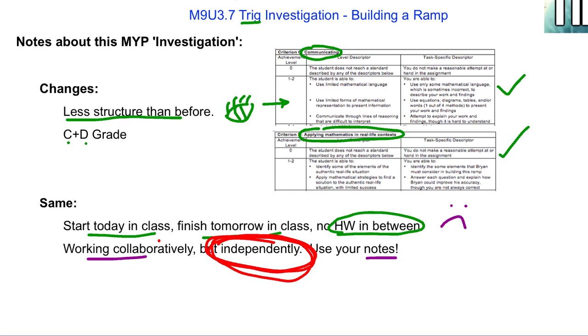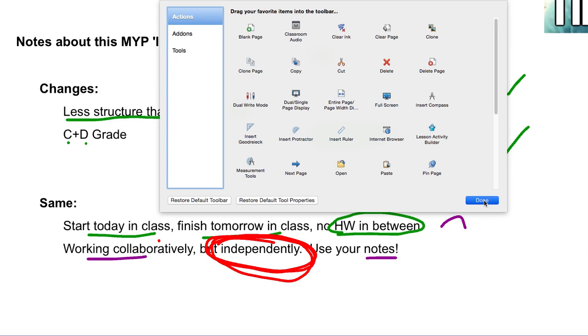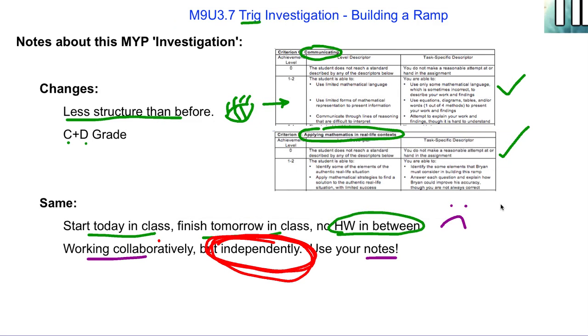Right? So, oh, look at that. Done. Okay, sorry about that.